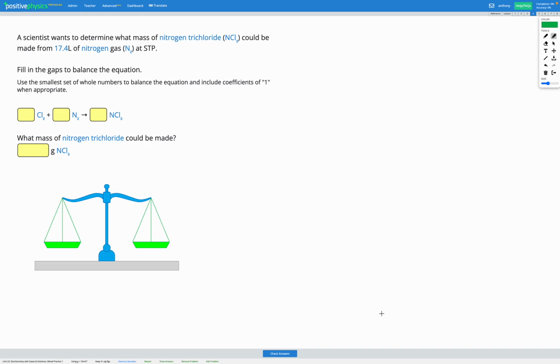In this question, a scientist wants to determine what mass of nitrogen trichloride, NCl3, could be made from 17.4 litres of nitrogen gas, N2, at STP. So our first step is going to be balancing our equation. So I'm going to set up a table so I can make sure I've got the right number of each element in the products and the reactants.